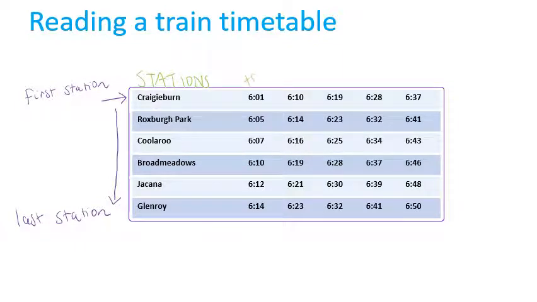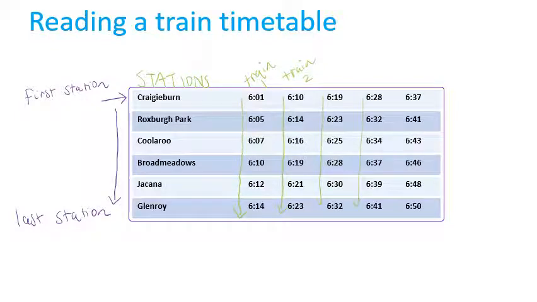So this is train number 1, our first train. So it leaves Craigieburn at 6:01 and gets to Roxy Park 6:05, Coolaroo 6:07, and it arrives in Glenroy at 6:14. This is train 2, our second one, leaves at 6:10, next station 6:14, and ends up in Glenroy at 6:13. So the trains go down like this.